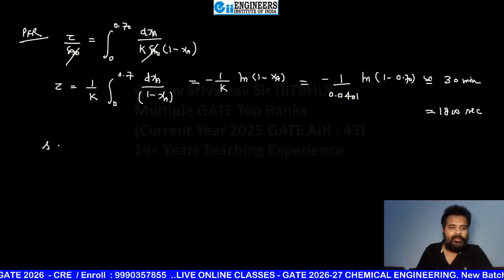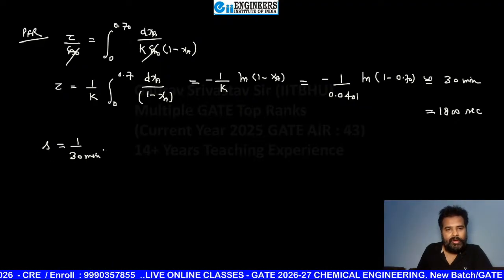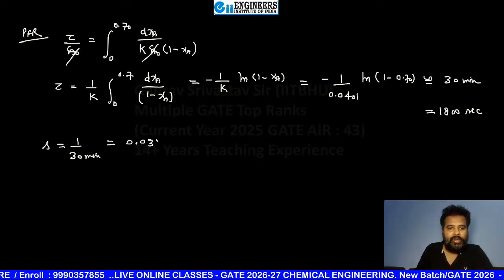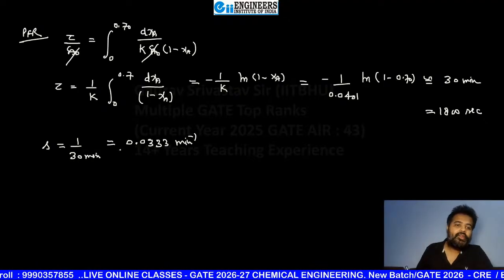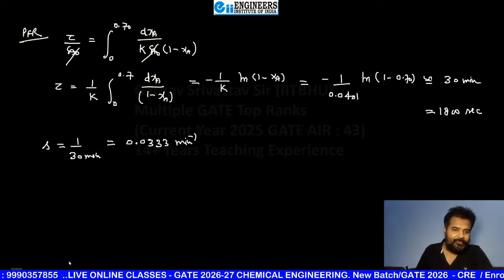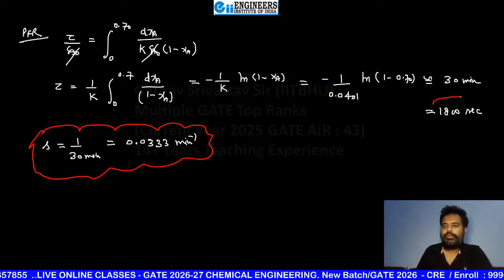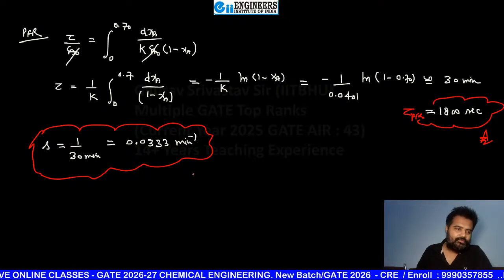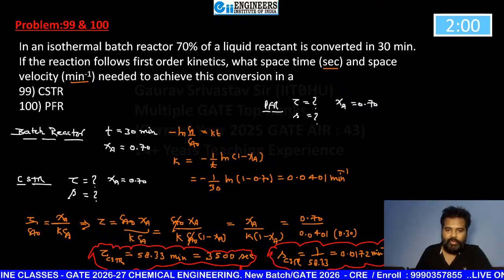And what is the value of space velocity? It's 1 by 30 minute. I think it will be 0.0333 minute inverse. Tell me, is everyone clear? Everyone crystal clear, no doubts? Okay, very good.